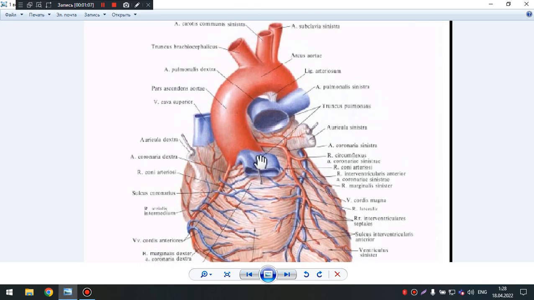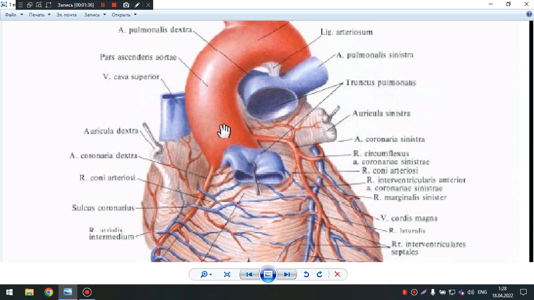Aorta has ascending part, aortic arch, and descending part. Descending part subdivides into the thoracic aorta and abdominal aorta. Abdominal aorta. The arteries, veins, lymphatic vessels direct to the organ for the short distance.